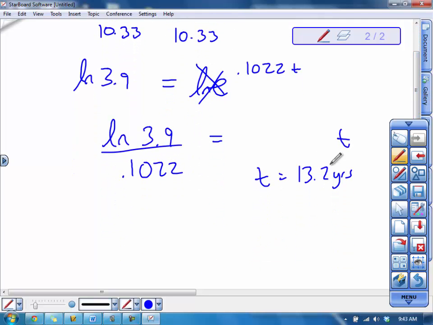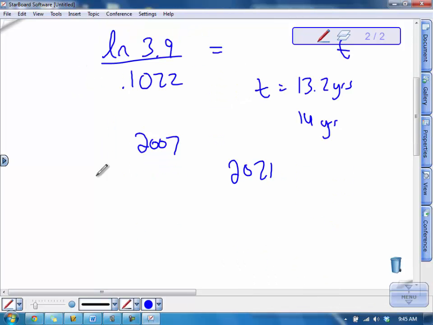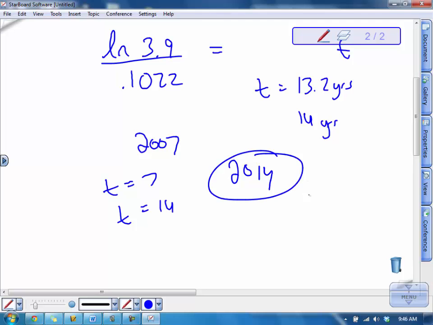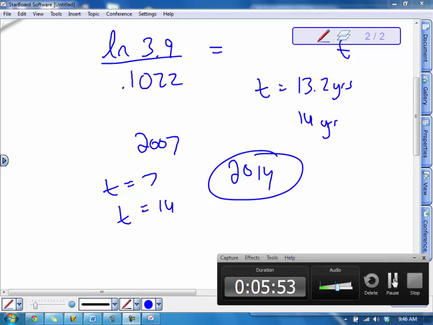So really I should round up to 14 years. And so after 2007, add 14 to that, it'd be 2021 was when we'd finally spend $40 billion on advertising. Actually, they said t equals 7 was 2007, so really this was t equals 14. Should have been 2014. That should be our answer for when we'll reach 40 billion in spending.